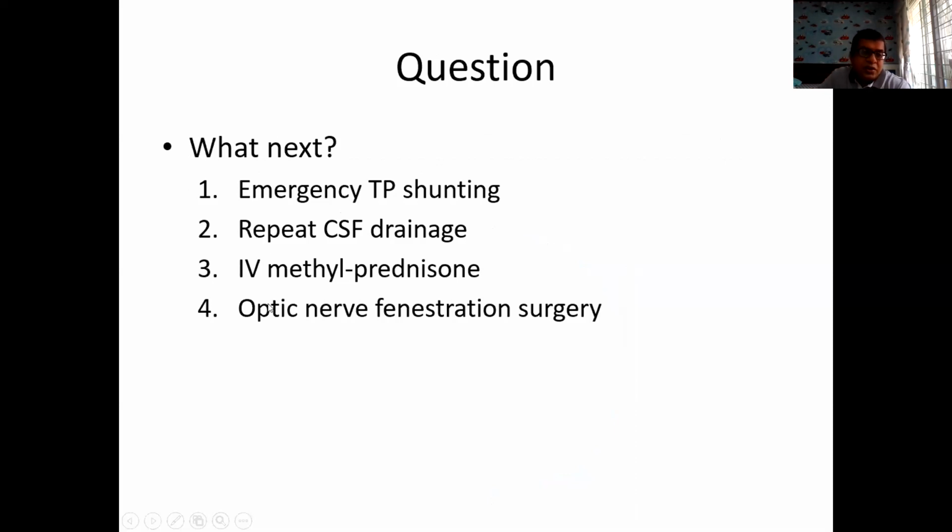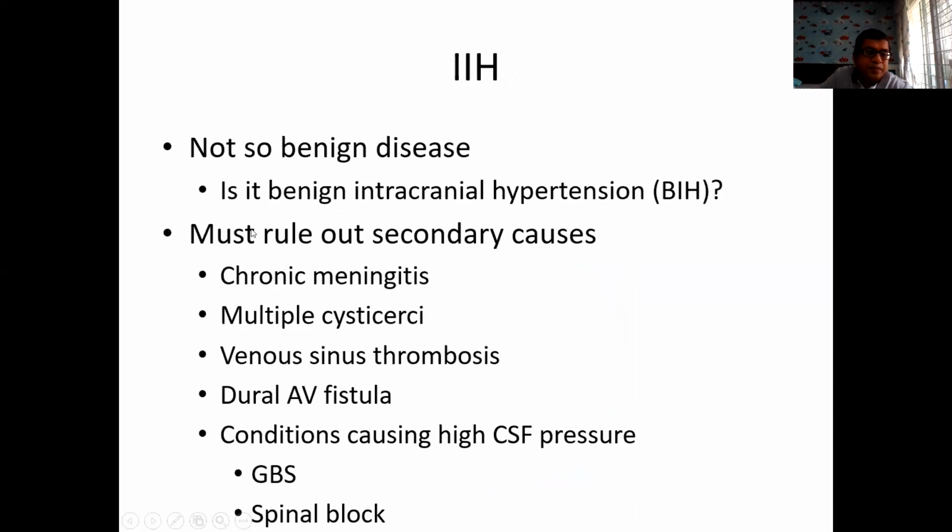Or do we do an urgent surgery with an ophthalmologist, which is called optic nerve fenestration surgery? So this is a question. Of course, I don't have an answer, but think about this: what do we do as an emergency treatment of idiopathic intracranial hypertension? So we know that the disease is not a benign disease. The name benign has been removed.